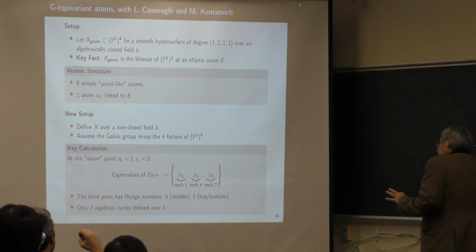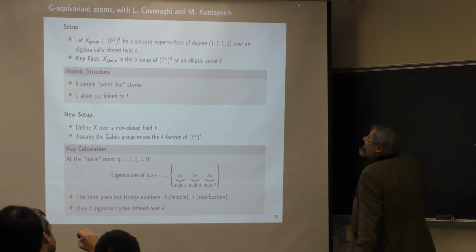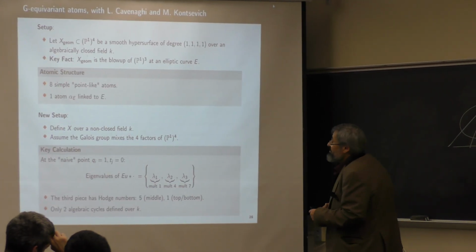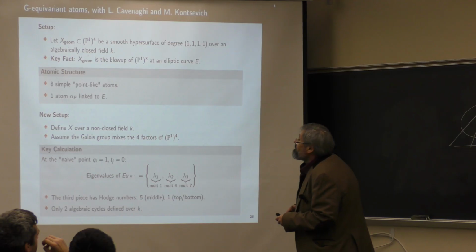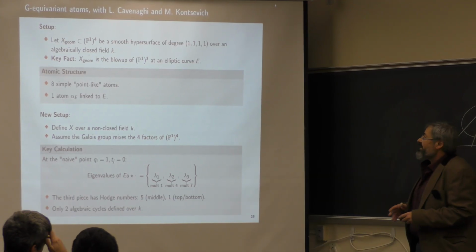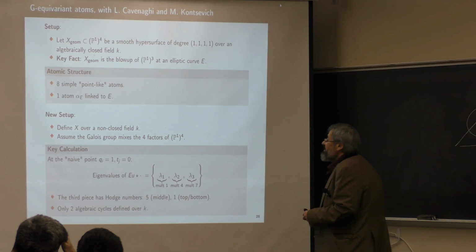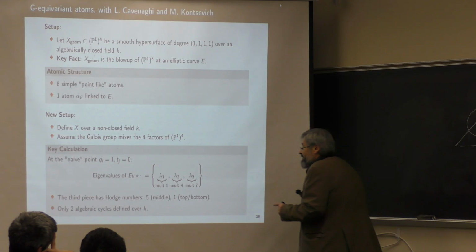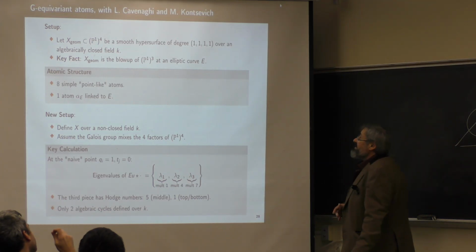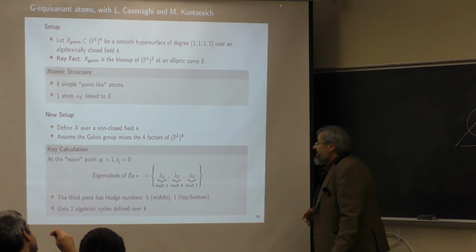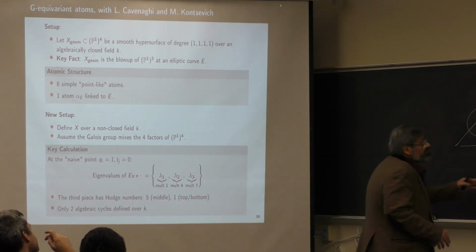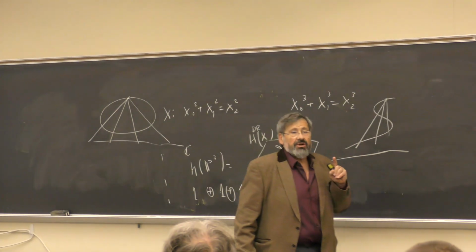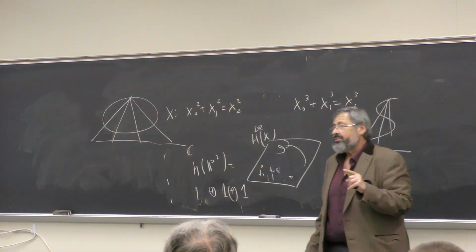So now this variety, the (1,1,1,1) hypersurface, is known to be rational because it is a blow-up of P1 × P1 × P1 in the elliptic curve, so it's definitely rational. But you can use the theory of atoms to study the questions of G-rationality. The way this works is, instead of considering the whole space of algebraic cycles, you consider only ones which are equivariant with respect to this group.